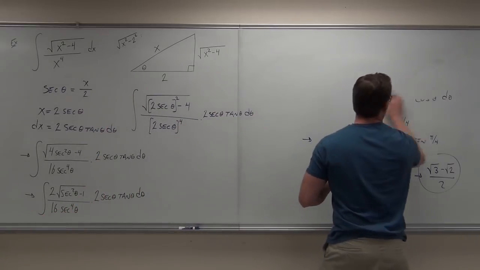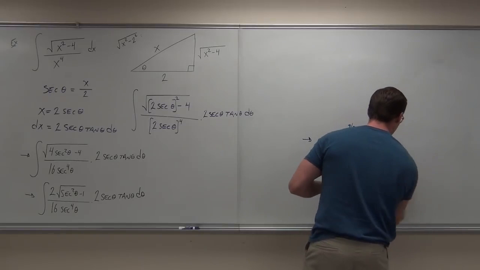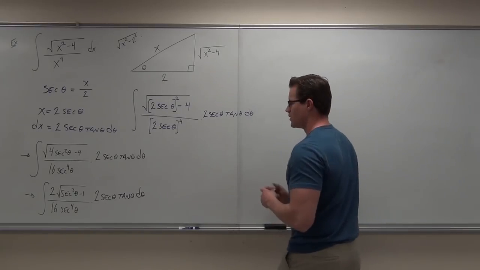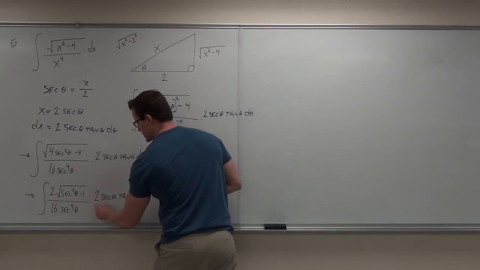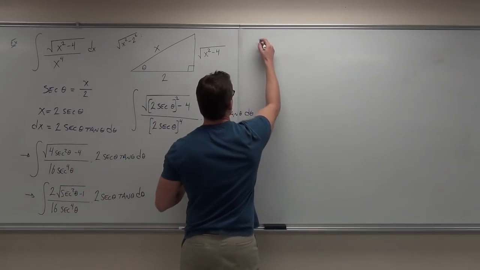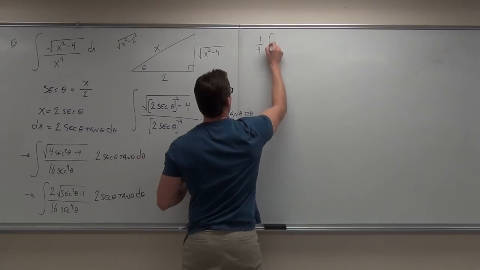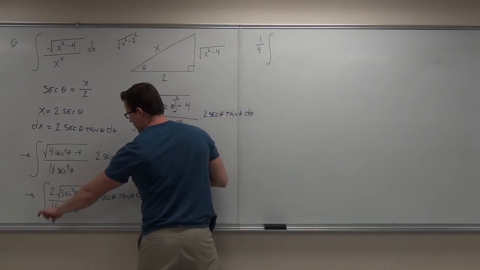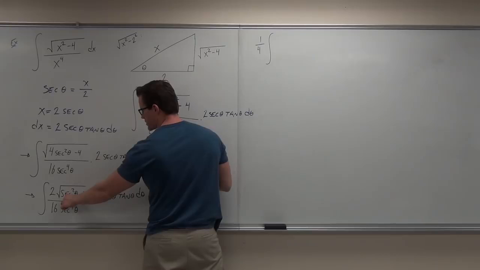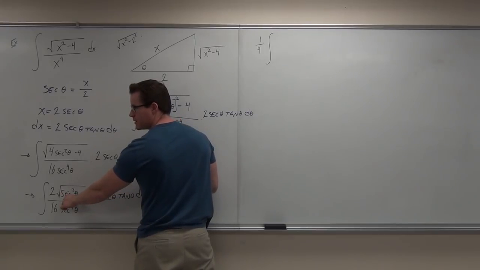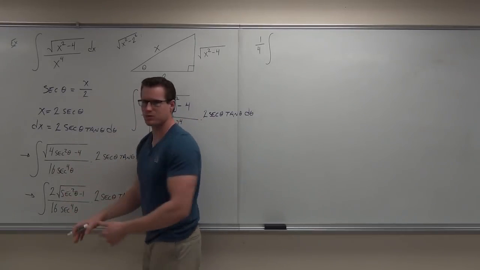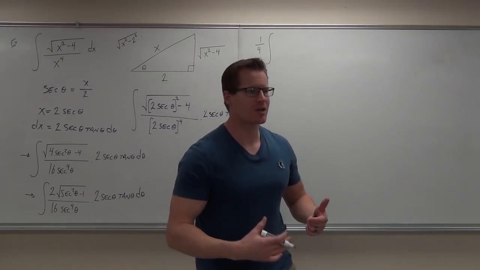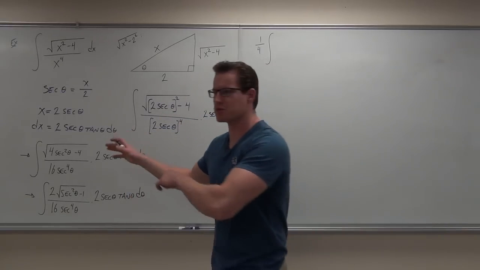Oh, wait, 2 times 2 is 4. 4 over 16 is 1/4. So this is 4 over 16, and 1/4 comes out. Integral of, so this is 1/4. All the constants are gone. That's what we want. How much is secant squared minus 1? Everybody, come on. How much is secant squared minus 1? It should be an obvious identity because that's what we were going for. That's why we did our substitution in the first place.